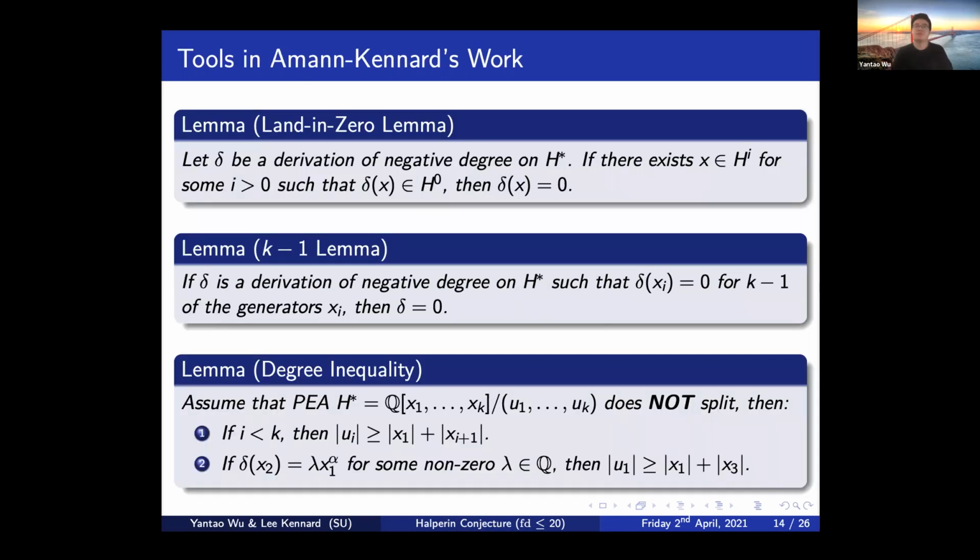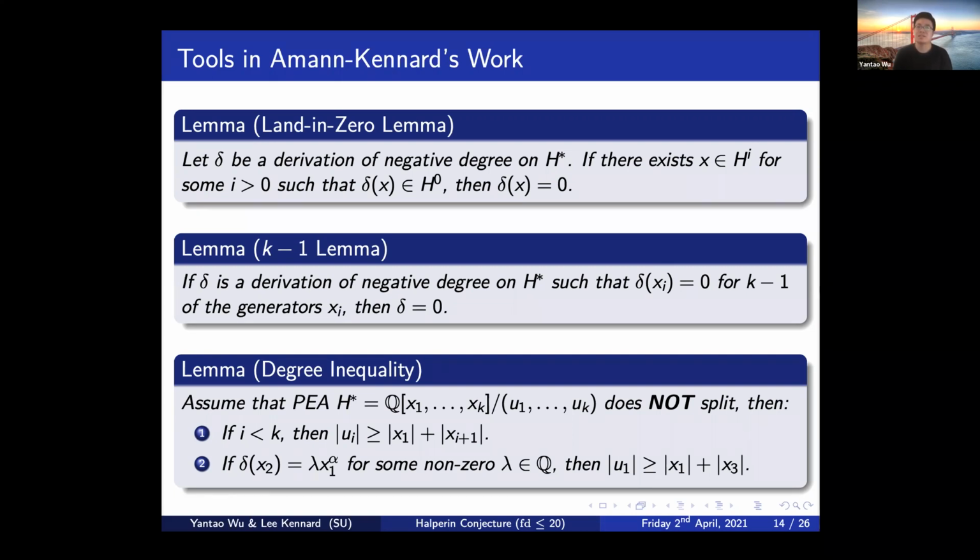So there are also many other useful tools from Anna and Kina's work. I will just copy them here. The first is the landing zero lemma. As we have just seen, it means that if the image of something has degree 0, it is landing in degree 0, then the image itself must be 0. And the k minus 1 lemma here says that if delta vanishes on k minus 1 generators, then delta must also vanish on the remaining generator. It is also an equivalent description to say that the rank of delta cannot be 1. If it is at most 1, its rank must be 0.